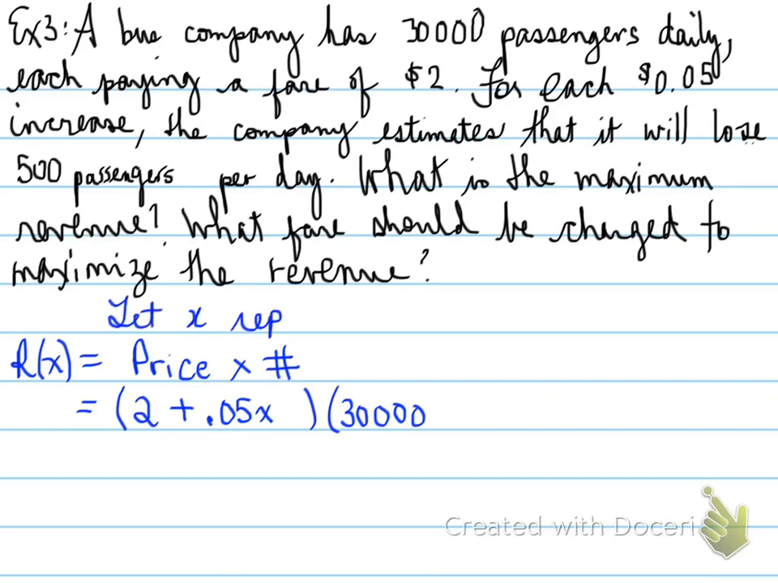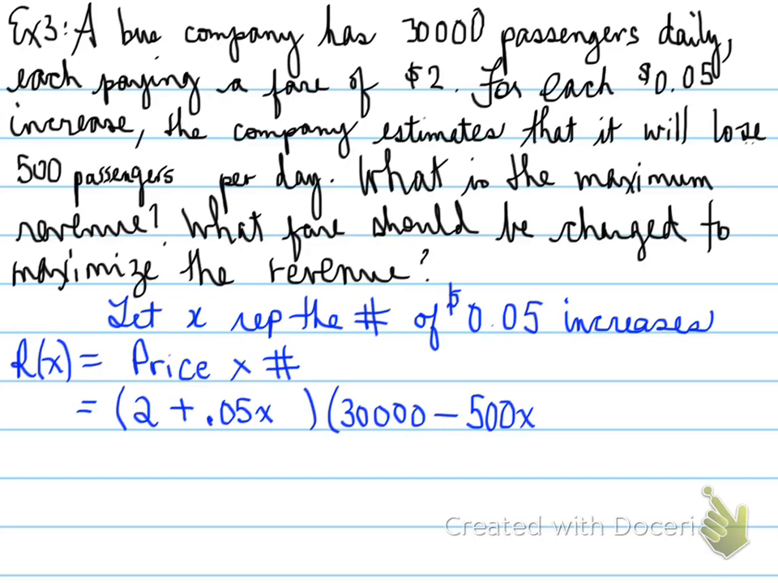So we need to make a statement that says, let x represent the number of 5-cent increases. For every increase in price, we will have a decrease in the number of passengers. That is, 500 passengers less each and every single time we increase the price. Now we have an equation, but it is not in the form that we want. So what do we need to do? We need to expand this equation and then put it into vertex form.